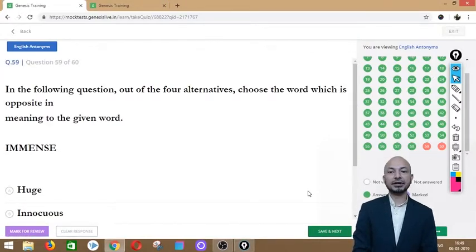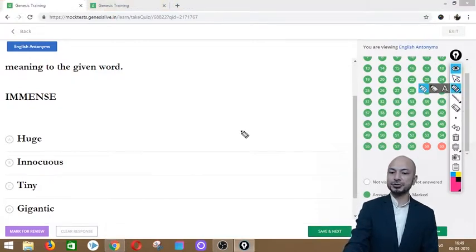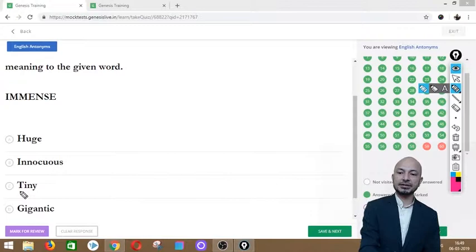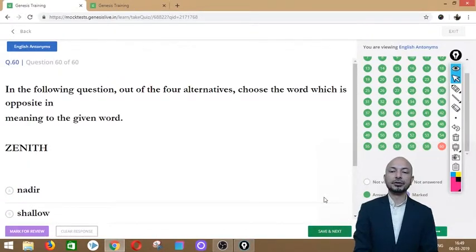So coming to number 59, the word is immense, and the options given are huge, innocuous, tiny, and gigantic. And the right option is option C, which says tiny. So being immense is being very big, very large, very huge, and tiny is very, very small. So direct antonyms here. We click option C and save and next.